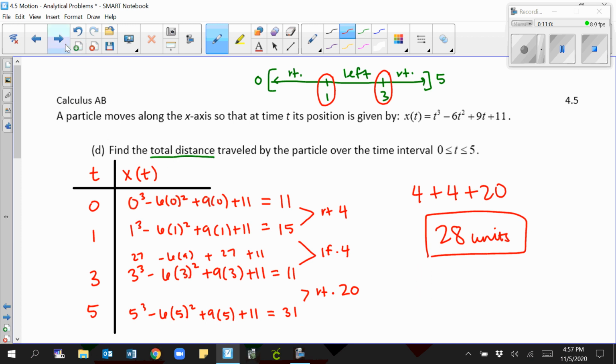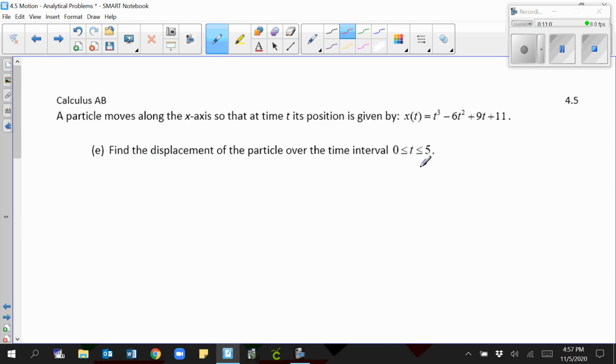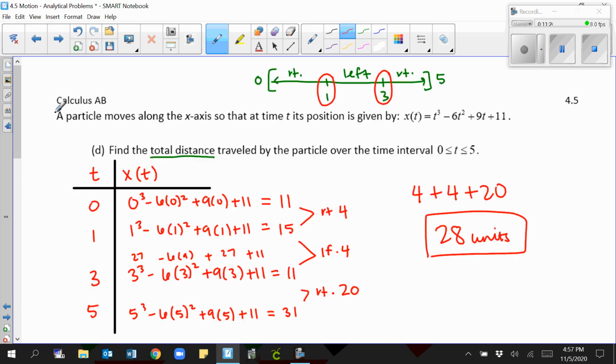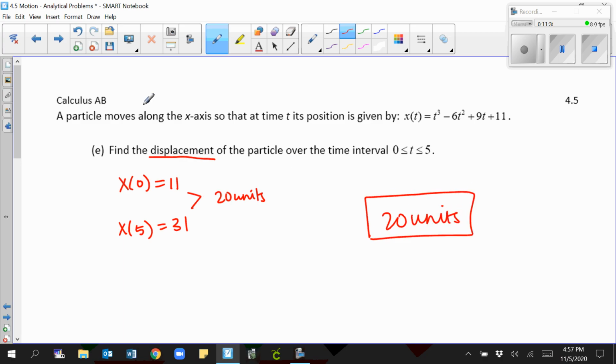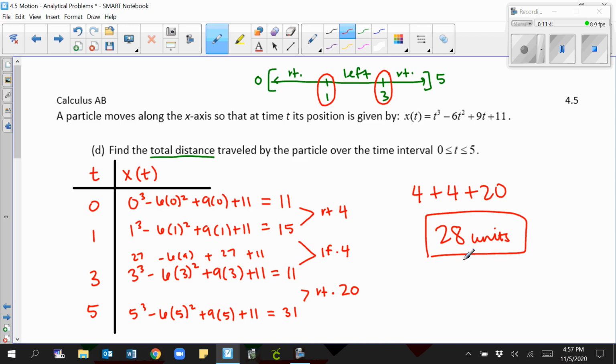So now part E is going to talk about our displacement. Remember, displacement is just how far away it is from where it started. Our position at 0 is 11, and then we're going to find our position at 5, which on our previous slide we said was 31. So I need to find the difference between 11 and 31. The difference between those is 20 units, so our displacement is just 20 units, whereas our total distance was 28.